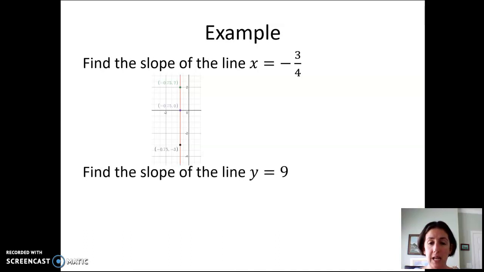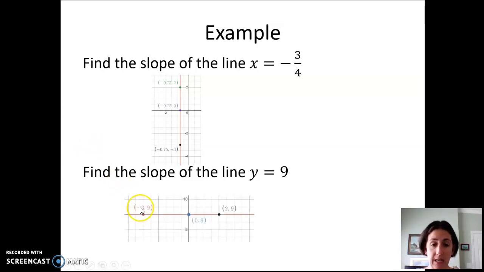For y equals 9, remember, there's no x value, that must mean it's a horizontal line. The y value never changes, it's always 9, it's the x values that change. That's a nice horizontal line, so that has a slope of 0.